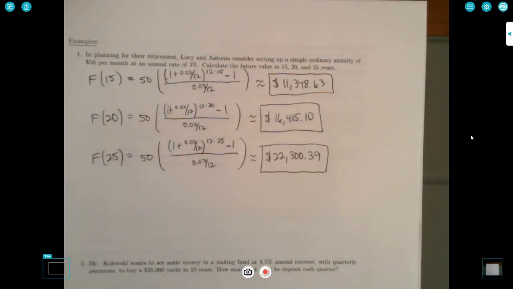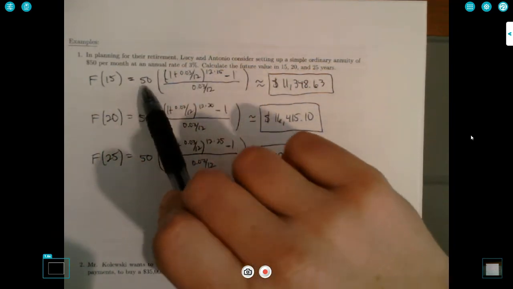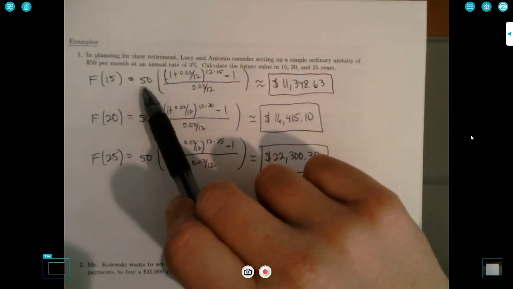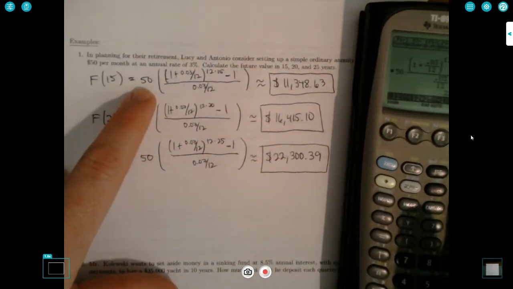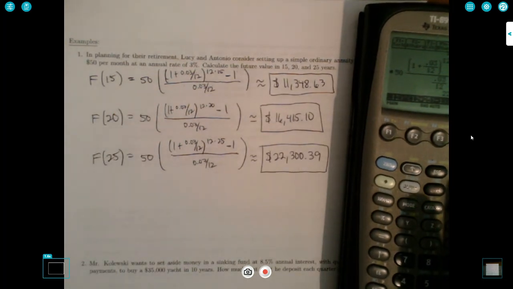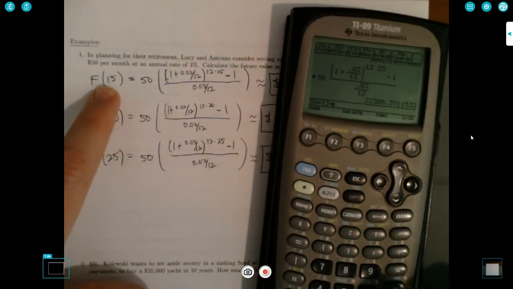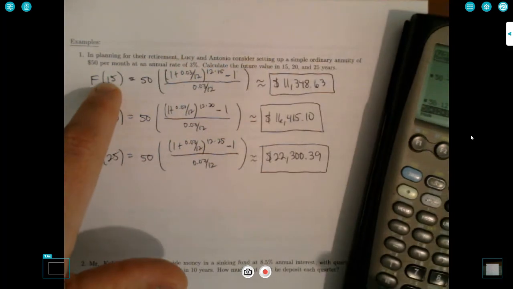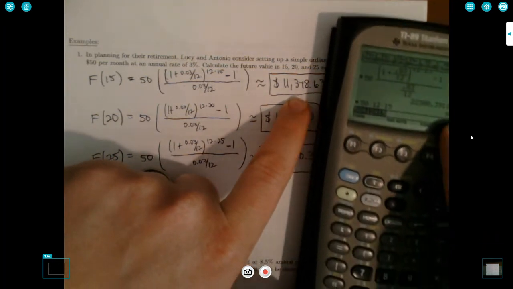Okay. Now, you may be interested to know, how much did the interest rate help us here? Because they were putting in $50 per month for 15 years. You could figure out how much that would be if they just took out the cash and put it underneath their mattress at home, right? How much cash would they have had? They would have had $50 times 12 months per year times 15 years. That would have been $9,000. But by investing it, they're able to get over $2,000 more than that.